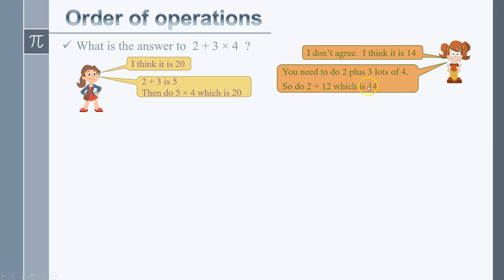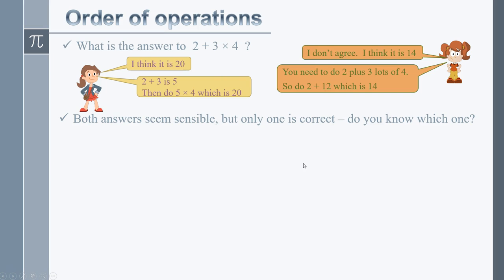Well, what she's saying is we've got to do 2 plus then 3 lots of 4. So we've got this 3 lots of 4 sitting here. So that's going to be 12. So we've got to do 2 plus 12, which is the 14. Now, that seems a little bit odd, but this is maths. There is only one answer. One of these things is right and one of them is wrong. Do you have any idea which one is the correct one and which one is the incorrect one? Does either of these answers agree with what you thought?